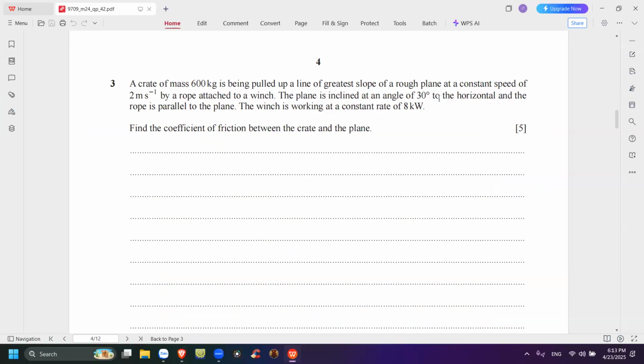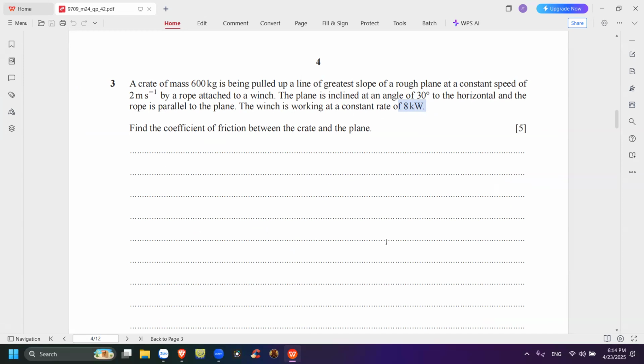The plane is inclined at an angle of 30 degrees to the horizontal, and the rope is parallel to the plane. Góc 30 lận. The winch is working at a constant rate. Okay, so 8,000 watts is the power. Nó cho cái công suất của cái winch.